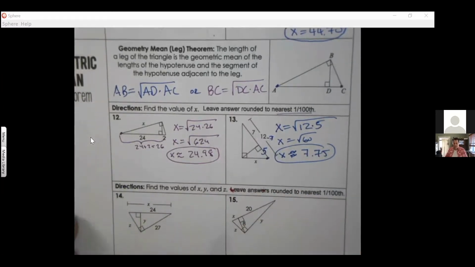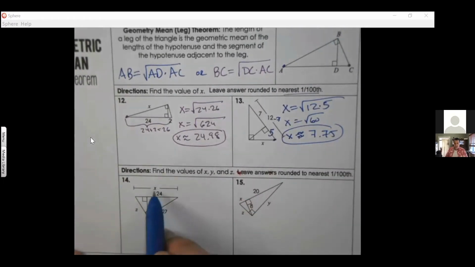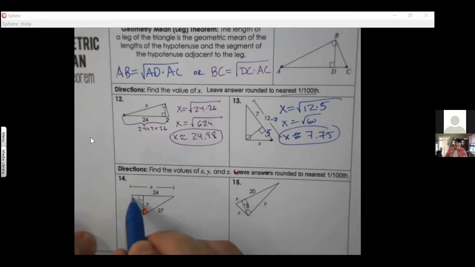All right, number 14. These are getting a little more challenging. I have to pick whether to solve for x or y or z first. I got to find all of them. But if I found z, again, we're always thinking about this little right angle in the corner to start with. I could come out z, arriving there, and then I'd need this piece and the whole piece. Well, the whole piece is x. So z and x in the same equation, that's not going to help me.